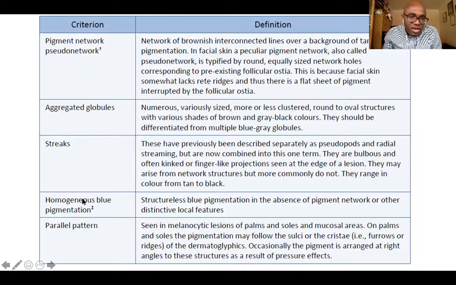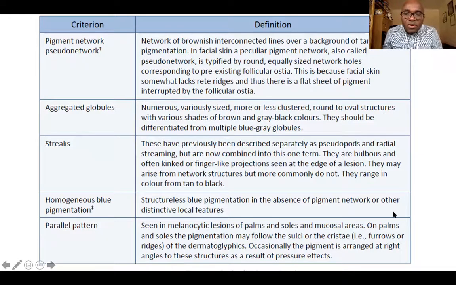Okay, and then the other diagnostic criterion of a melanocytic lesion is the homogeneous blue pigment. This is a structureless, deep blue pigmentation, in which you find no pigment network and no other distinctive local features. It's just homogeneous blue, deep. Okay, and this is usually pathognomonic of blue nevus. Okay, that's pathognomonic of blue nevus.